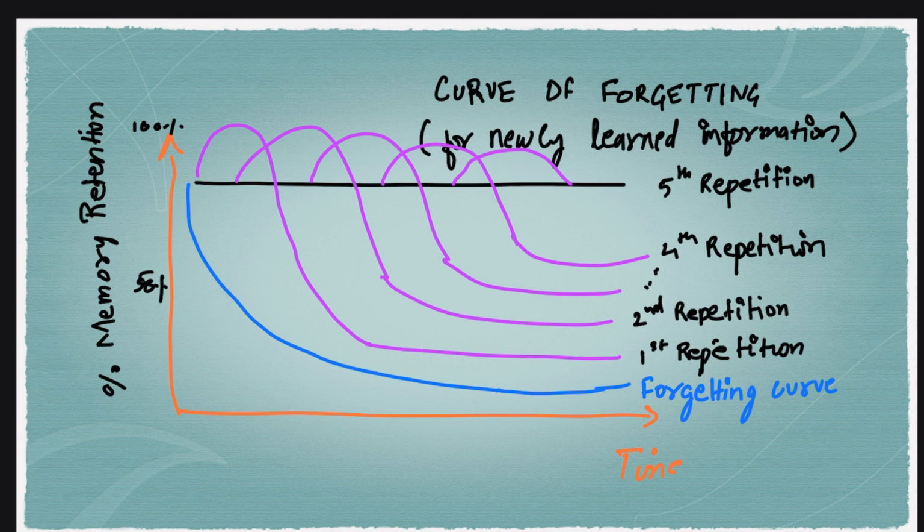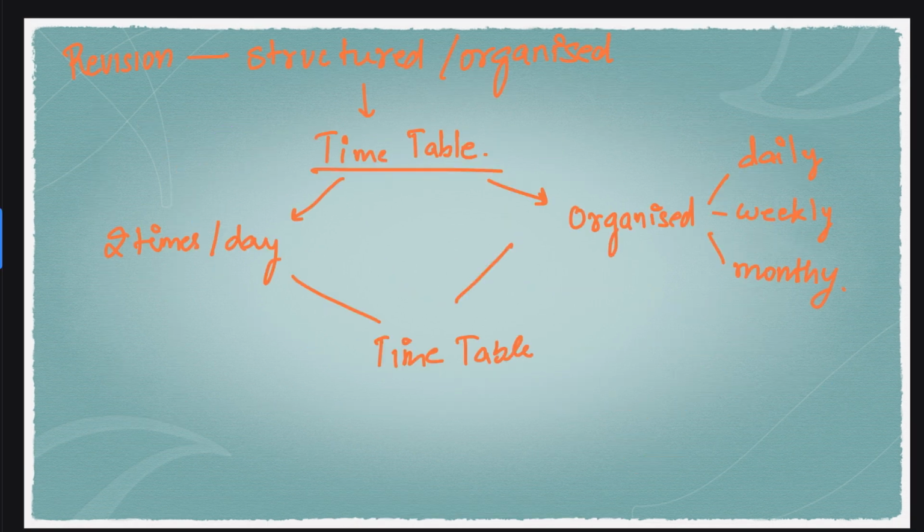Now coming on to how we will be able to revise multiple times and frequently. For this we have to do our revision in an organized or structured manner, and that organization would come from a timetable. You have to sit down and write it down either on pen and paper or in a digital format using an Excel sheet, whichever mode you are comfortable in. You have to make a timetable to be able to revise frequently.